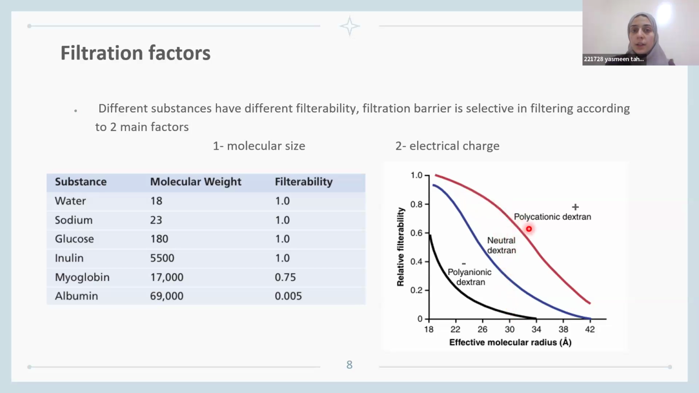Again, the bigger the size, the less easy the filterability. So naturally, whether positive, negative or neutral, the bigger the size of the molecule, the less filterability the molecule has, and the less easily it is filtered. But this graph is specifically concerned with the electrical charge. Again, positive is much easier to filter through the filtration barrier. That's because of the barrier's negative charge.